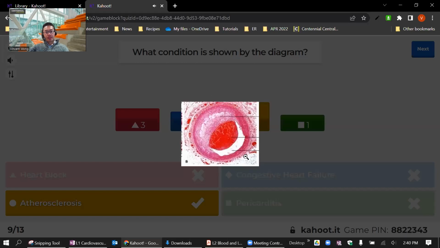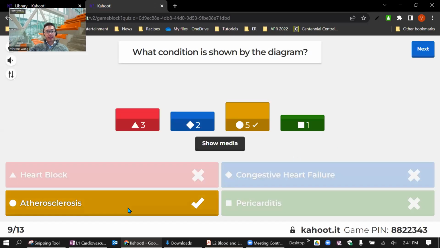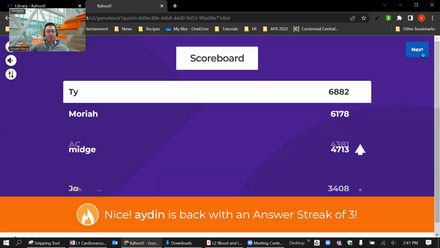This is right from the PowerPoint slides, and it shows atherosclerosis. We have the atherosclerotic plaque here, and then we have the blood clot that is forming over that. Okay, so that's the answer. It's not heart block, right? Heart block, we talked about, is an interruption in the signal from the SA node to the AV node and so on and so forth. Congestive heart failure is when your heart fails to empty the chambers. And pericarditis is inflammation of the pericardium. Correct answer is atherosclerosis. Okay, just a couple more.